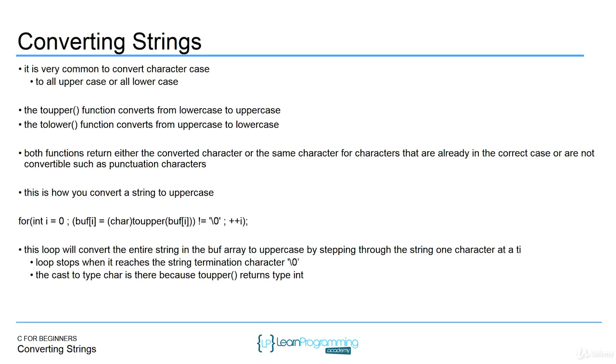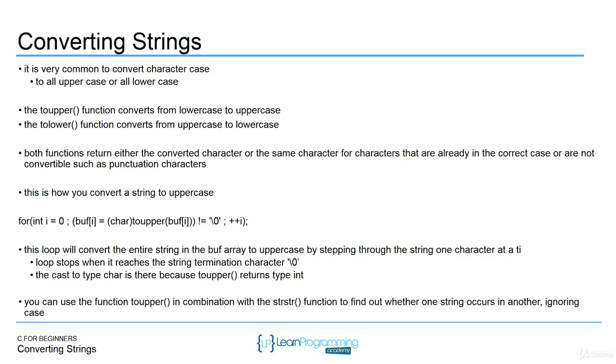The cast to the type char is there because toUpper returns a type int, which is the ASCII value, and it just converts it. And you would do the same thing if you wanted to convert it to lowercase. Very simple to use the case conversion functions.